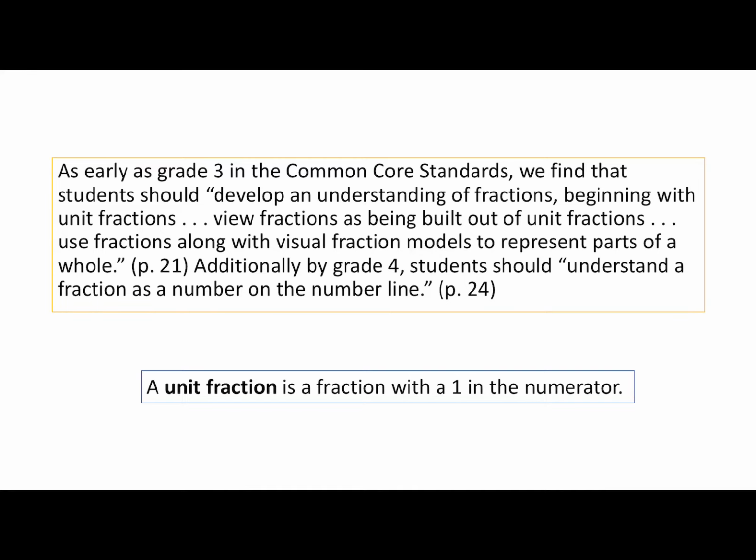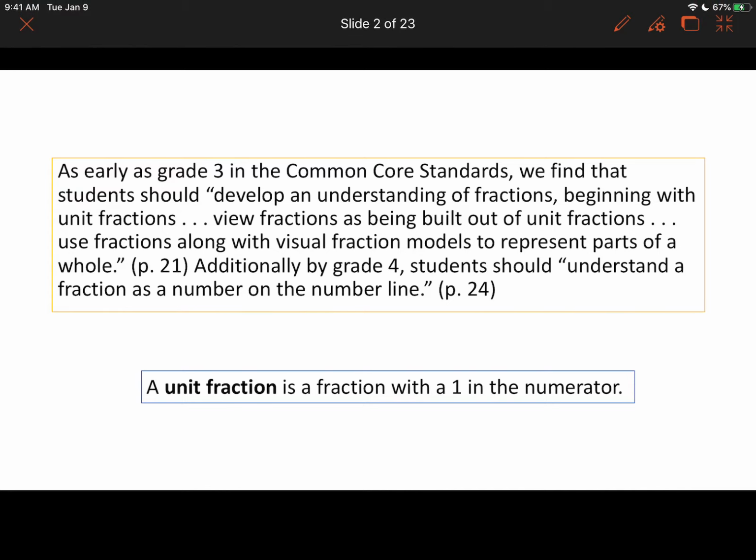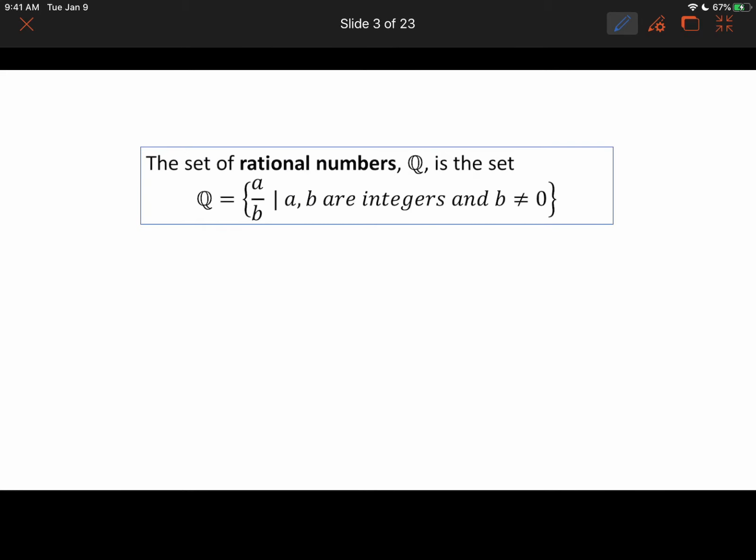A unit fraction is a fraction with a 1 in the numerator. So something like 1 over 4 is a unit fraction. In general, the set of rational numbers is denoted with a bold-faced Q, and it's the set of fractions, A over B, where A and B are integers, and of course our denominator can't be 0. We call the top of the fraction a numerator, and the bottom of the fraction is our denominator.